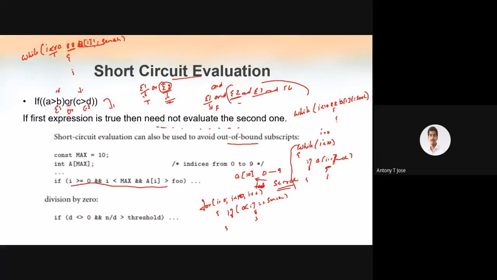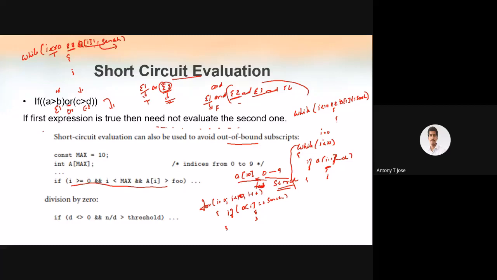So what happens? There is no index like A of 10. Since I have declared it as A of 10, the indexes will be 0 to 9. So there will be A of 0, A of 1, A of 2, up to A of 9, but no A of 10. So this will give a runtime error, since it is not short circuit evaluation.